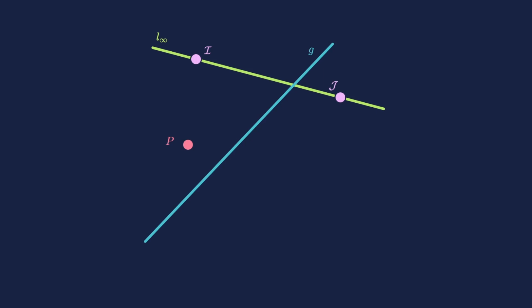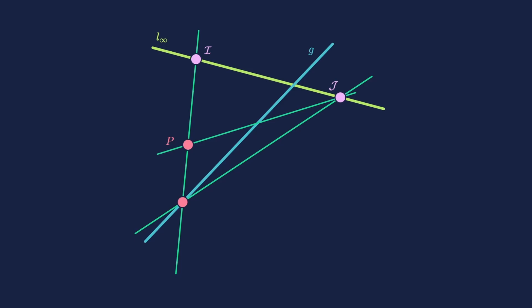Then we can do the following construction. We connect I with P, intersect a new line with G, and connect the intersection point with J. Similarly, we connect J and P, intersect with G, and connect to I. Finally, we intersect the resulting 2 lines and connect that point with P. This line is then the perpendicular we wanted. Of course, it doesn't look like it's perpendicular to G. Firstly, I and J are depicted with real coordinates here, and secondly, it is a perspective drawing after all.